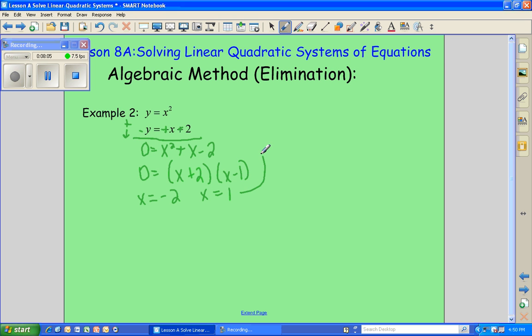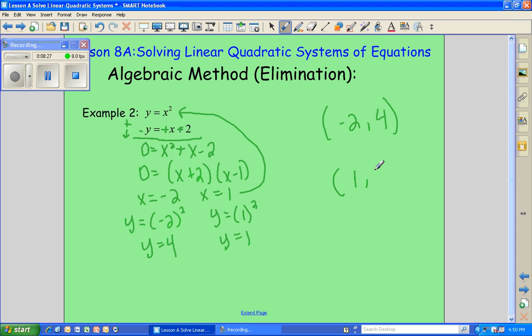And then I'm going to take those answers, and I could plug them in each one, or I can just do it there. So my y value is going to be my x value squared. So y would be 4. And y is going to be 1. So my two answers are (-2, 4) and (1, 1). So this is going to fall in that same situation where you'll have two solutions.